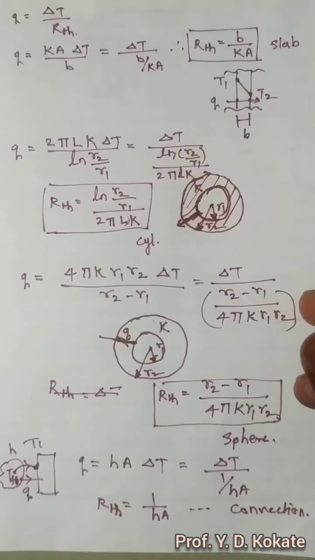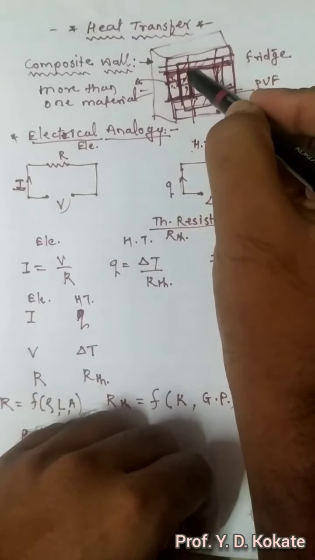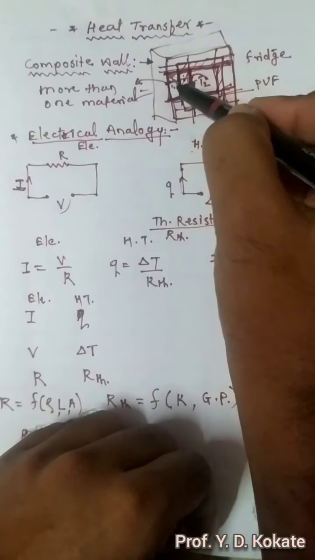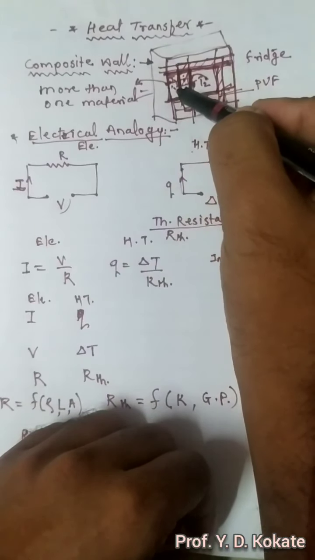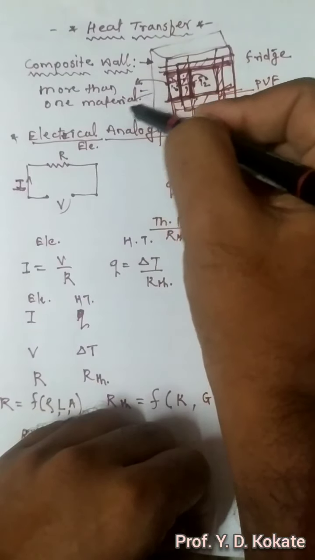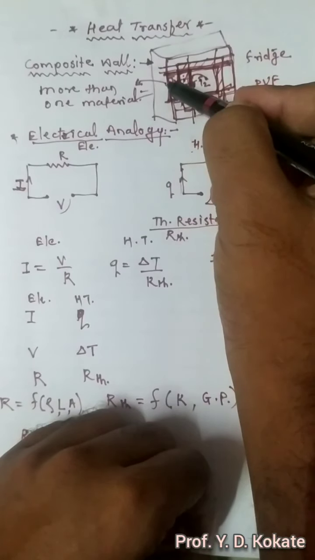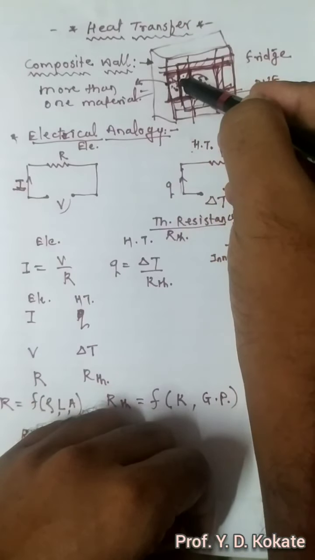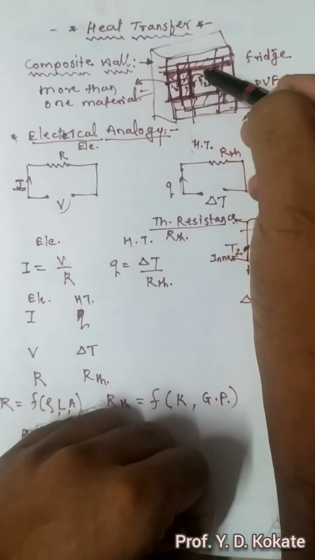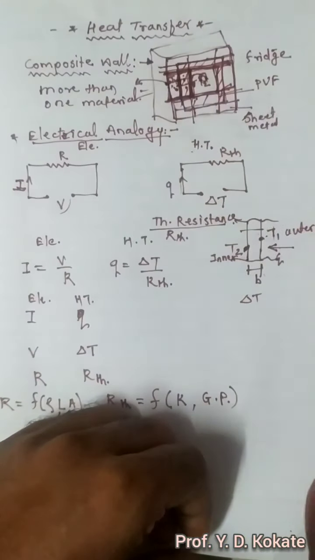Now we will take one example. We already took it, the same example we carry forward. This is the refrigerator, which is made up of puff and stainless steel material or sheet metal material. So heat transfer takes place from outside to inside. First from the outer atmosphere to the sheet material outer surface, then from outer surface to inner surface, then from the inner surface of the sheet metal to the puff material, and from the puff material to the inner atmosphere of the fridge. Like this the heat gets transferred.